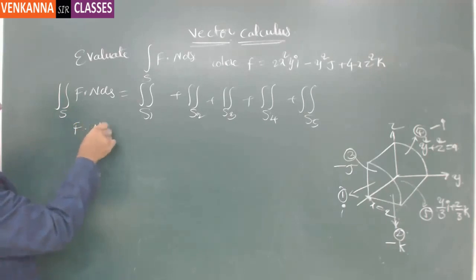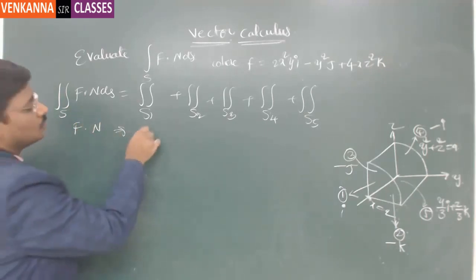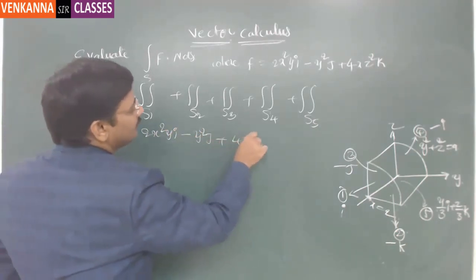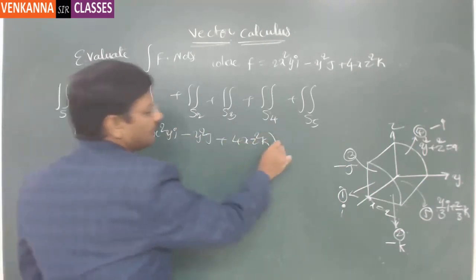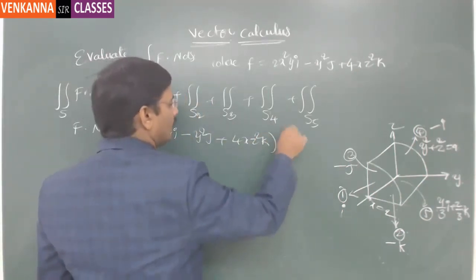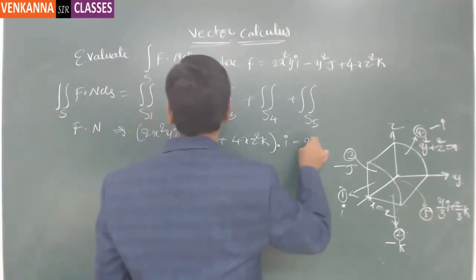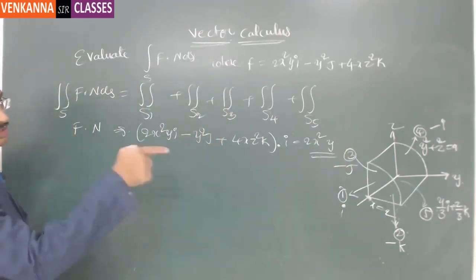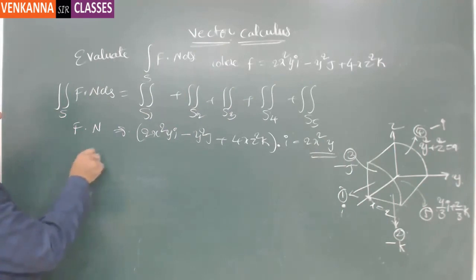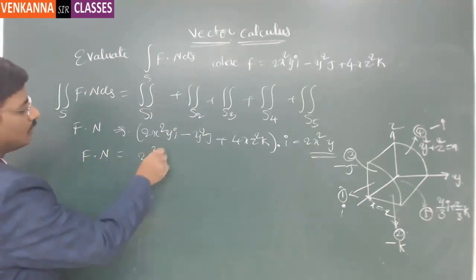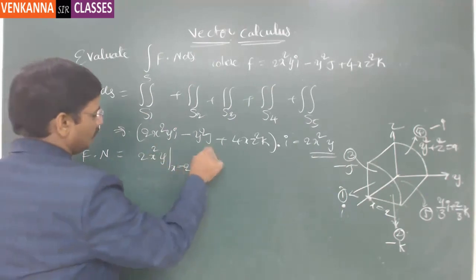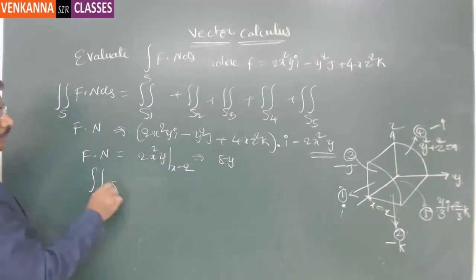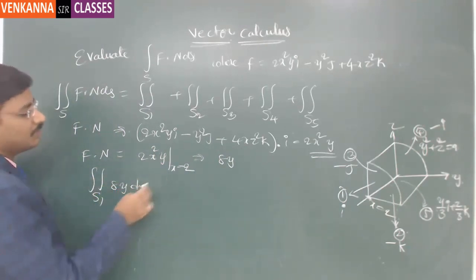So f dot n is nothing but f, which is 2x square y i minus y square j plus 4x z square k, dot product with the outward normal, which is i. So this is going to be 2x square y. And the x value is located at x is equal to 2. So f dot n is equal to 2x square y at x is equal to 2, which is going to be 8y. So the integral over the surface S1 of 8y, and then ds.